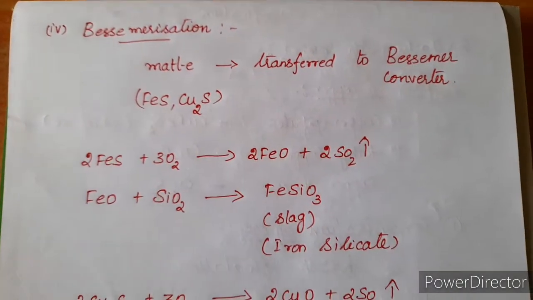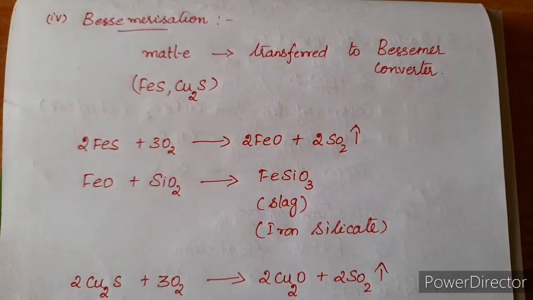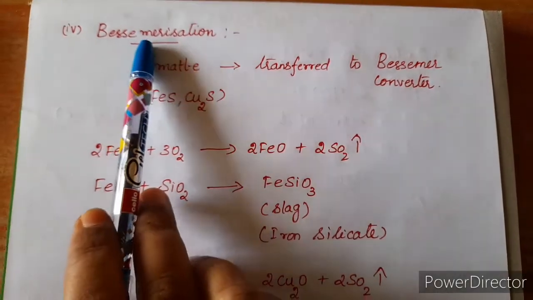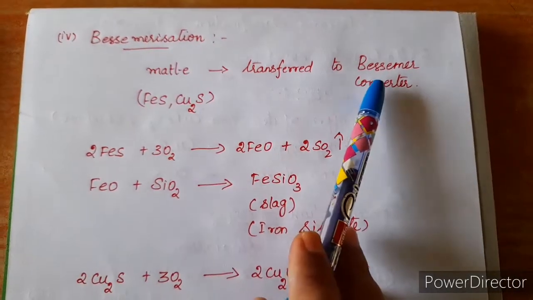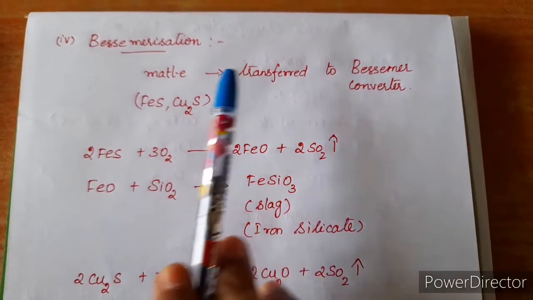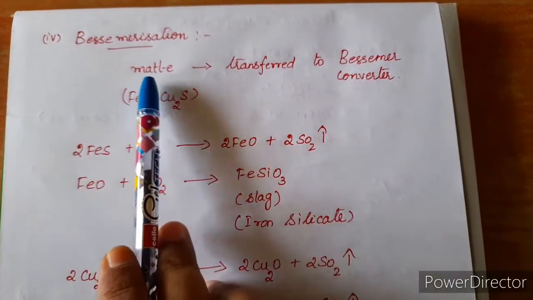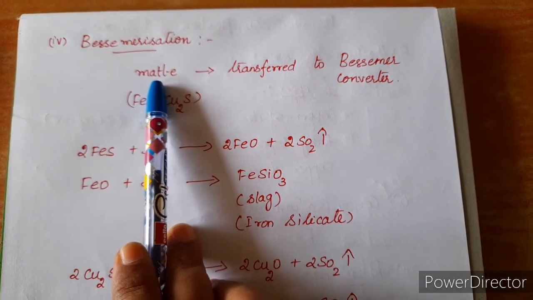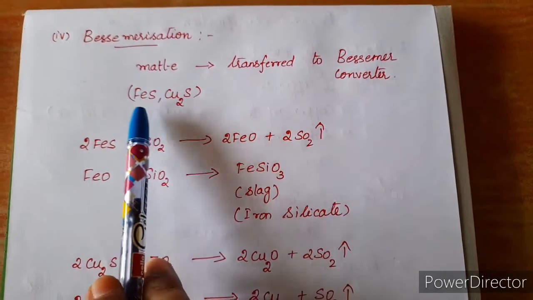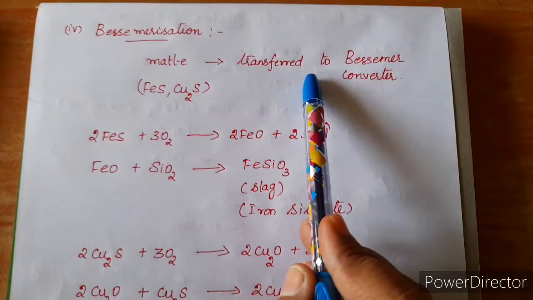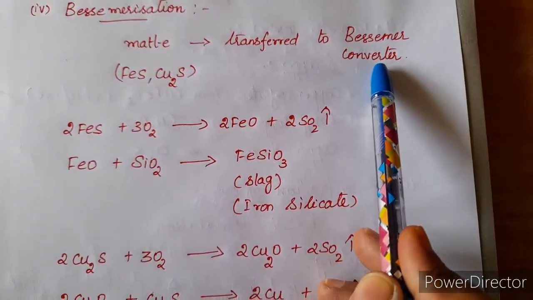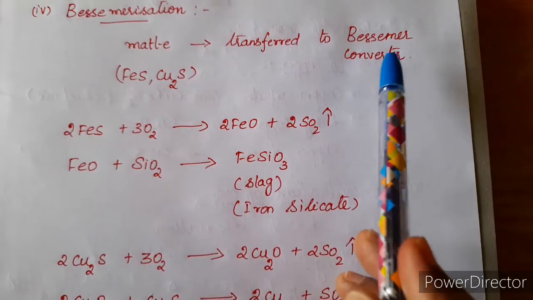So after the smelting process, we have a very important process that is called Bessemerization. Why is it called Bessemerization? Because it is taken in a Bessemer converter. So what is taken in a Bessemer converter? The matte that we have obtained in the smelting process, and it consists of copper sulfate and iron sulfate, isn't it? So this is transferred into a Bessemer converter. Now what happens in the Bessemer converter?